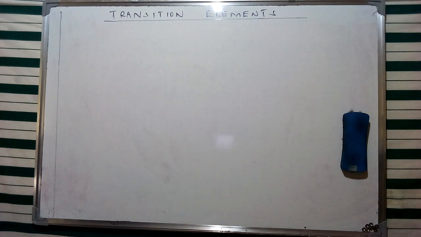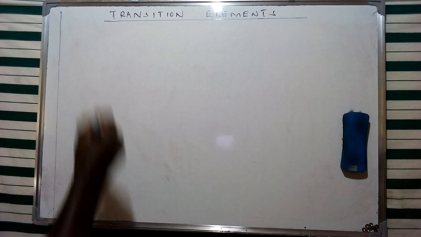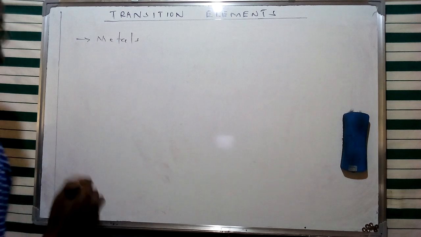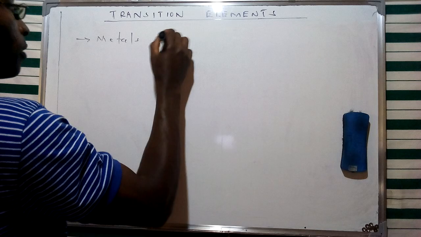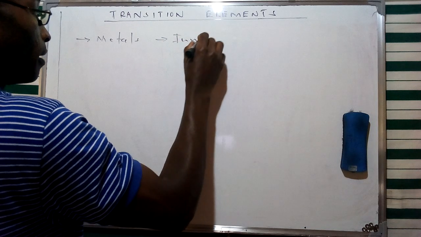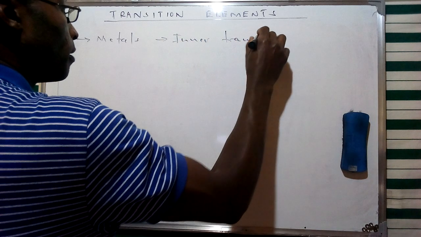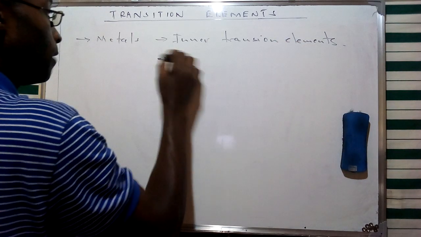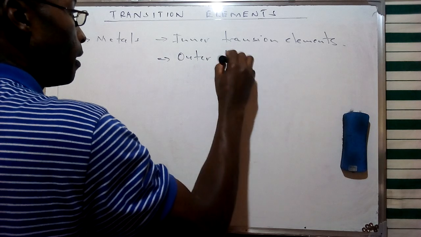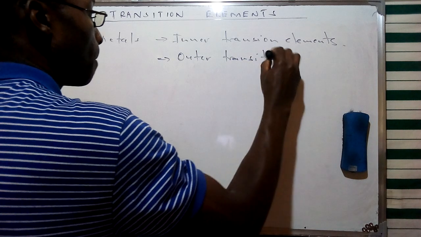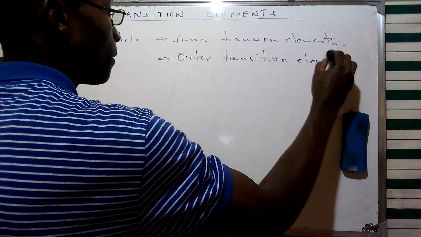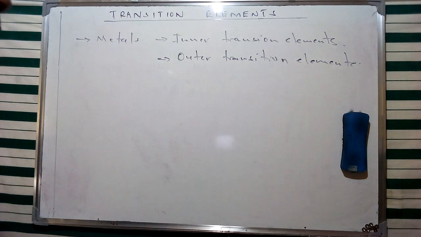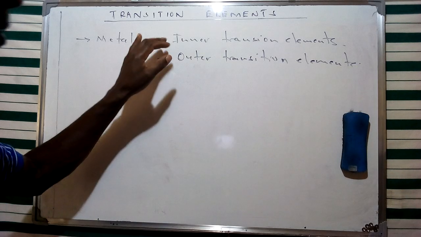So I mentioned basically that these specific transition elements constitute metals, and as I've said, these are going to be made up of the inner transition elements, and then we shall have the outer transition elements, which were mentioned in our last discussion. So this is going to be arranged from these particular elements.